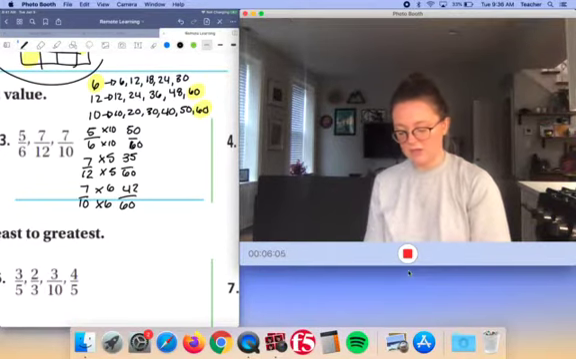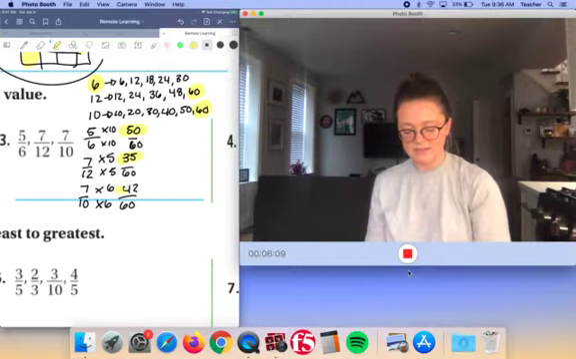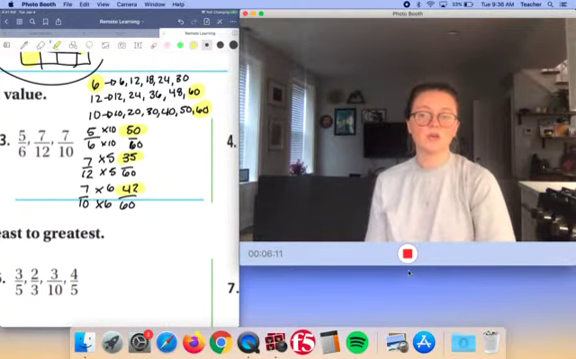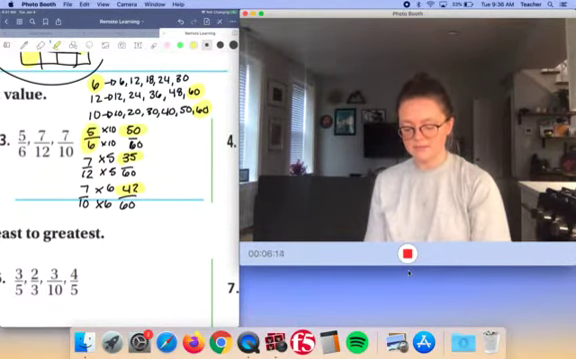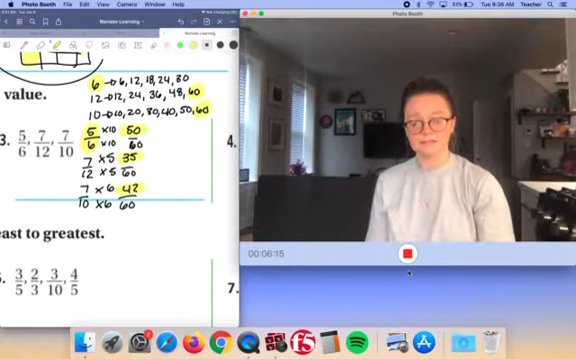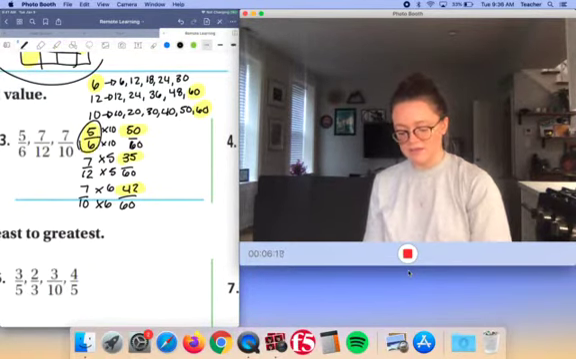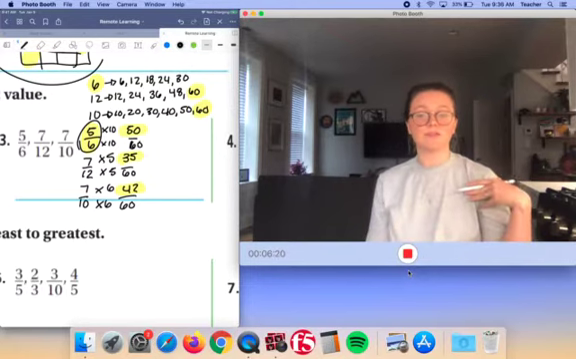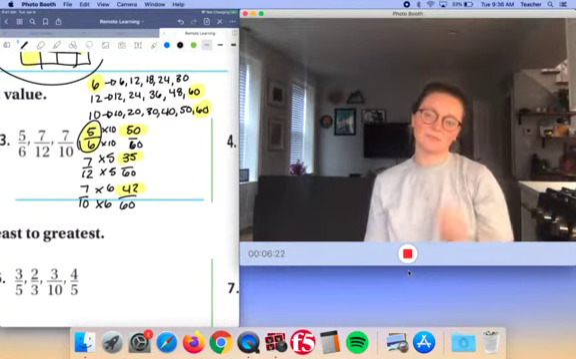So now, looking at these three numbers, I have 50 over 60, 35 over 60, and 42 over 60. Which number is biggest? 5/6. Because 50 out of 60 is more than 35 out of 60, or 42 out of 60.